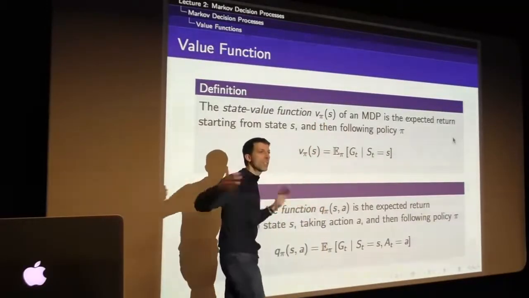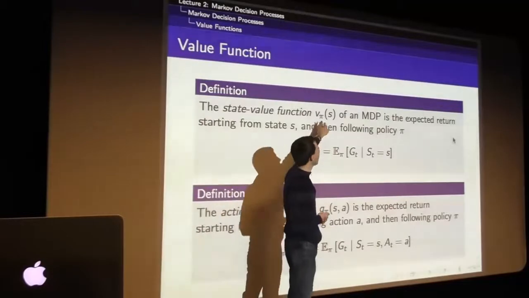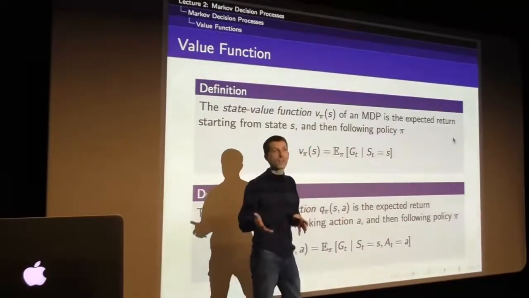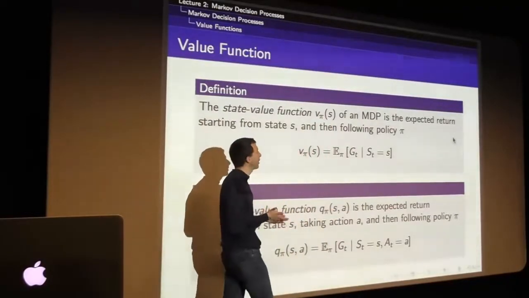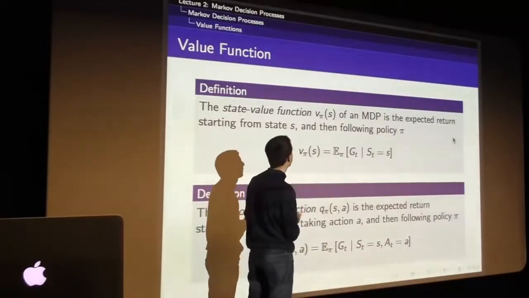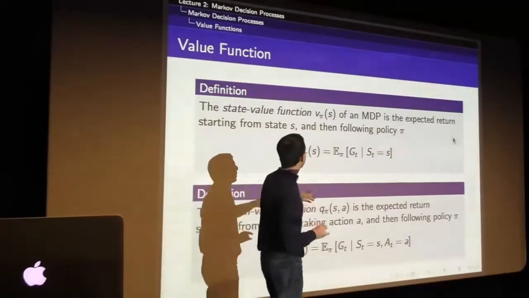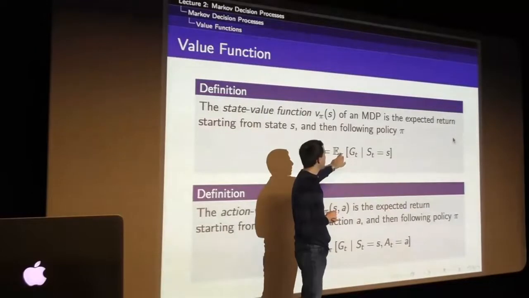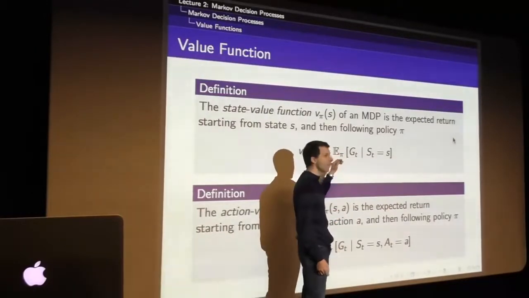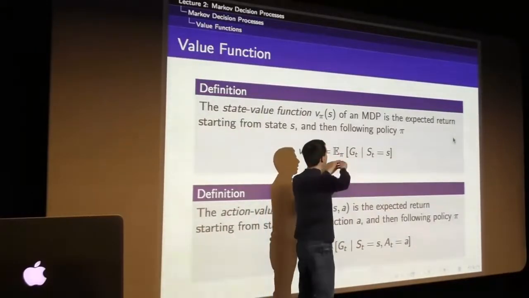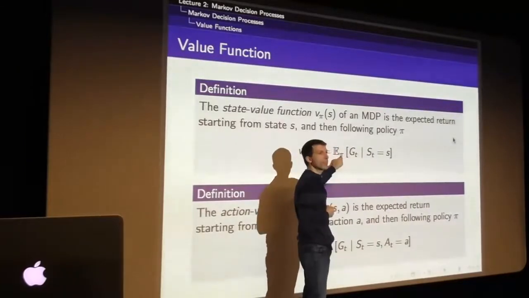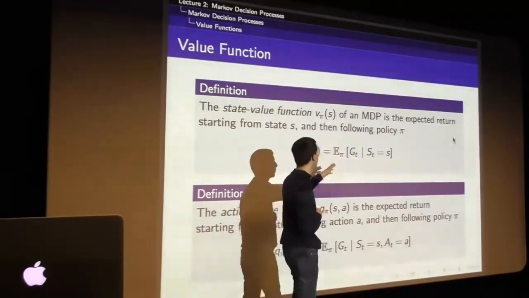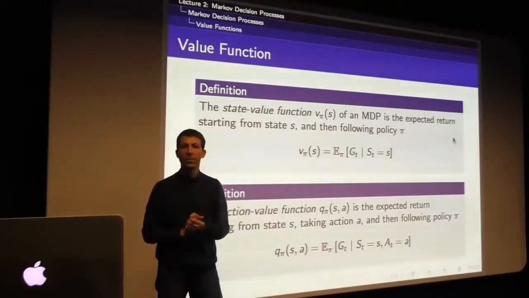So if I'm following the policy that just goes straight through the classes, how much reward will I get? Or if I'm following the policy where I stay on Facebook for as long as possible, how much reward will I get from each day onwards? And so this is basically defined as an expectation. This E pi basically means the expectation when we sample all actions according to this policy pi. That's sort of hidden in that E pi notation.